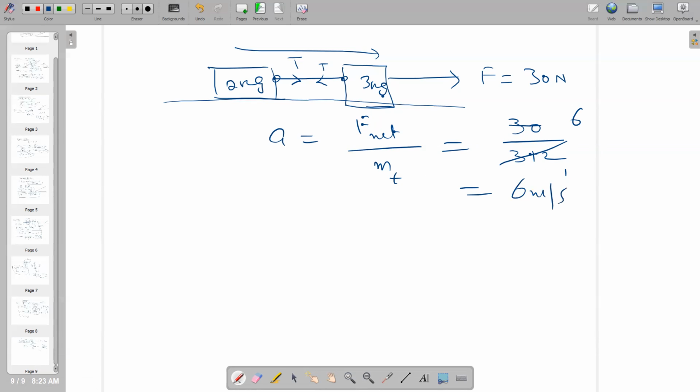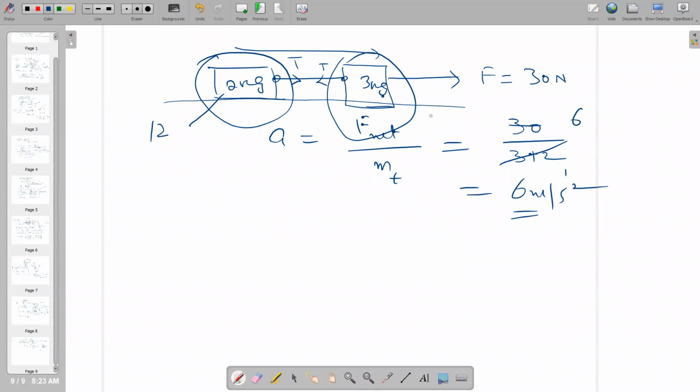So 6 meter per second square is the acceleration, and this acceleration is the combined acceleration. Okay. So if you know the acceleration, what will you do? You can find the individual forces. So you know that the acceleration of this mass is 6. The acceleration of this mass is 6. So what will be the force on this mass? 12. 6 times 2 is 12.